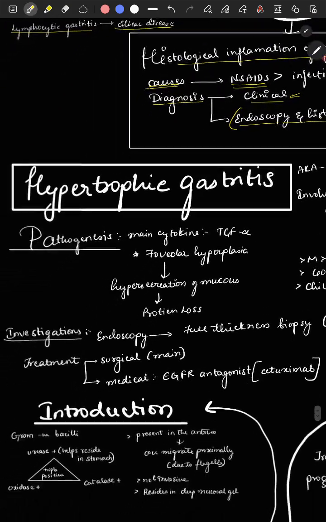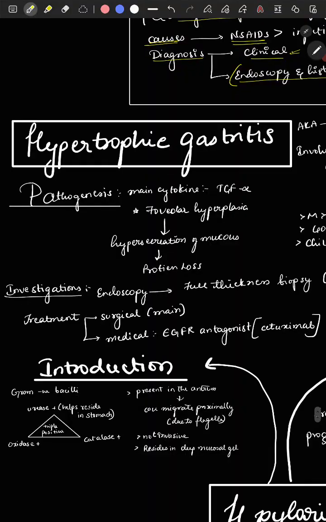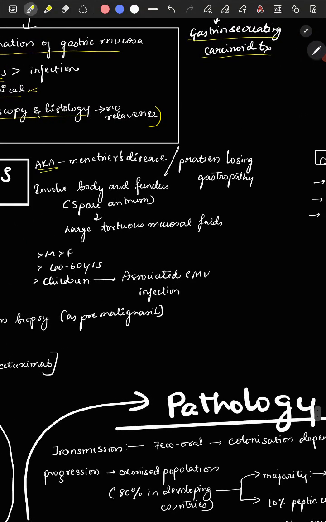So next topic is hypertrophic gastritis. Hypertrophic gastritis is also known as Menetrier disease or protein losing gastropathy. It involves body and fundus, and it spares the antrum.